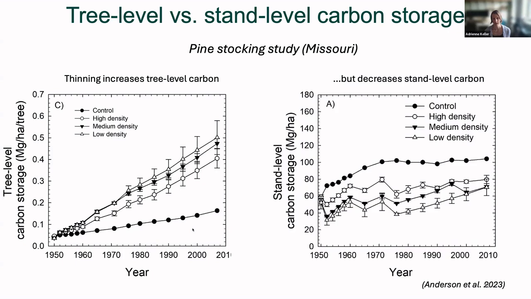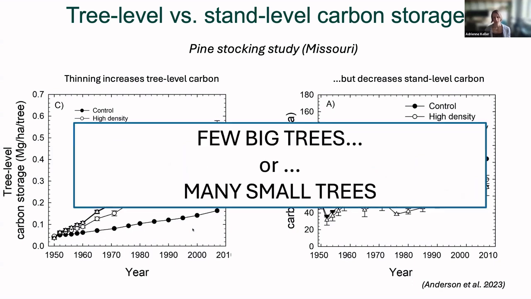But if you contrast that with stand level carbon storage, you actually see the opposite result, where the controls are able to hold more carbon at the stand level compared to these thinning treatments. And so there's sort of two take homes here. Number one, it's really important when we're communicating about carbon management to be clear on what scale we're talking about. Are we talking about the scale of a tree? Are we talking about the scale of a stand? Are we talking about landscape scale, regional scale? So being really clear on that, because as you can see here, if you're talking about tree level versus stand level, you actually have an opposite result. And the second message is that you can either have a few big trees or you can have many small trees. And in most cases, you're going to have a similar carbon output and carbon story at the project or the site level.